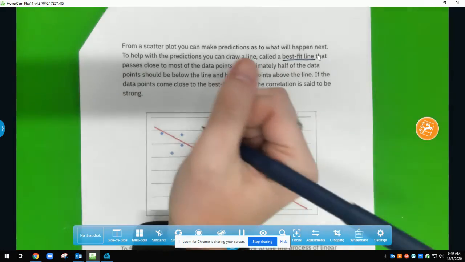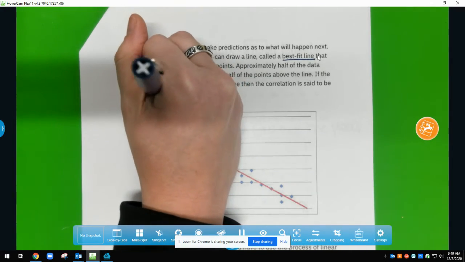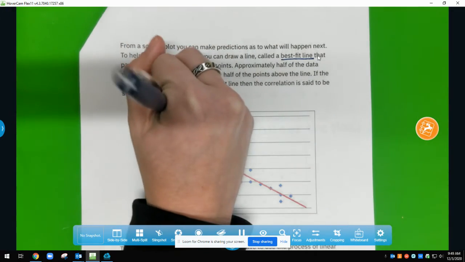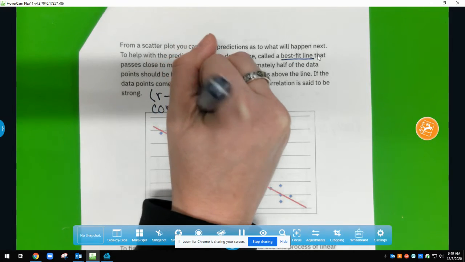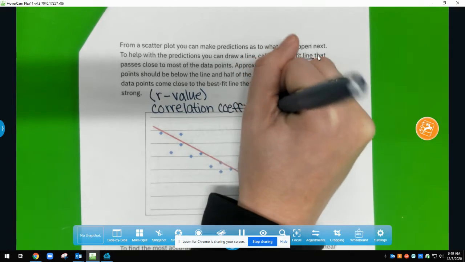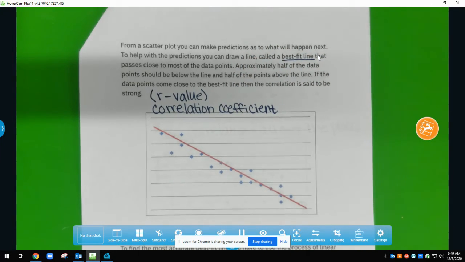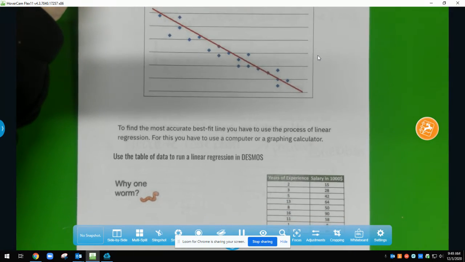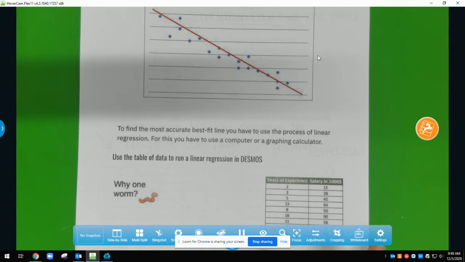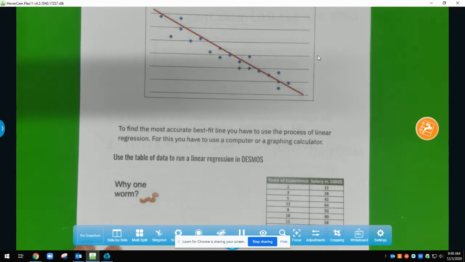Okay? There's a value that Desmos will give you. It's called an R value or a correlation coefficient. The closer that R value is to 1, the stronger your correlation, whether it's positive or negative. So when we are doing this, to find the most accurate best fit line, you have to use the process of what's called linear regression. So for this, we are going to want to use Desmos.